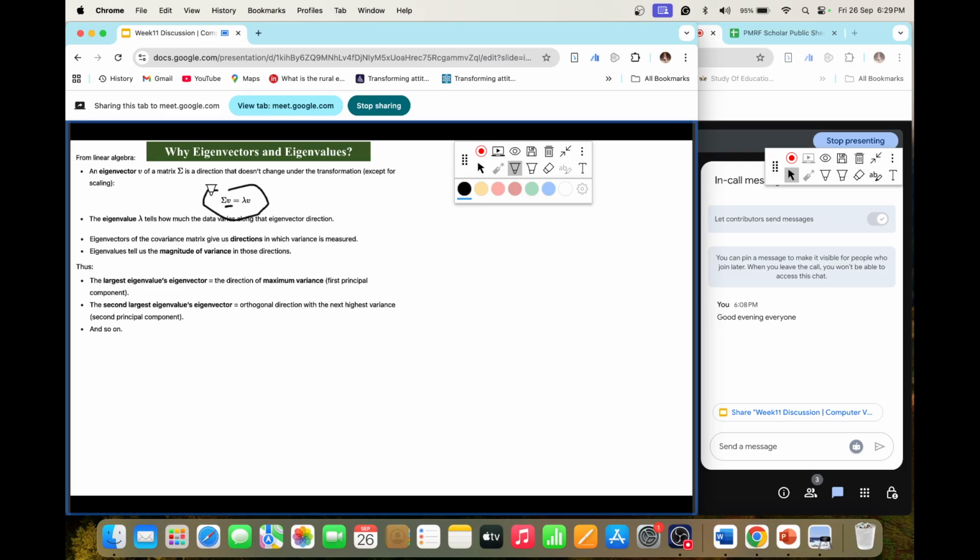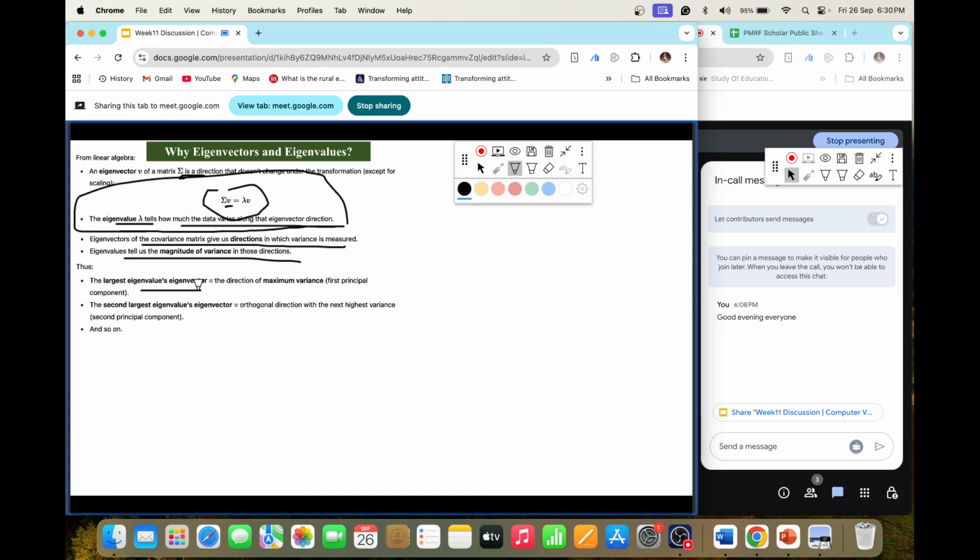Now, we do not need the matrix A; we are taking the eigenvalues and eigenvectors of this sigma matrix, the covariance matrix. The eigenvalue lambda tells how much data varies along the eigenvector direction. Because of this theory we do principal component analysis this way. The eigenvector of the covariance matrix gives us the direction in which variance is measured, and the eigenvalue tells us the magnitude of variance in those directions.